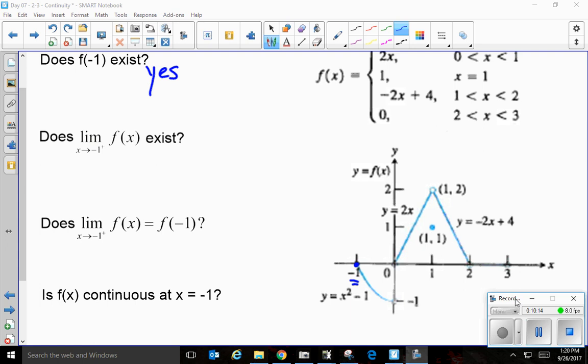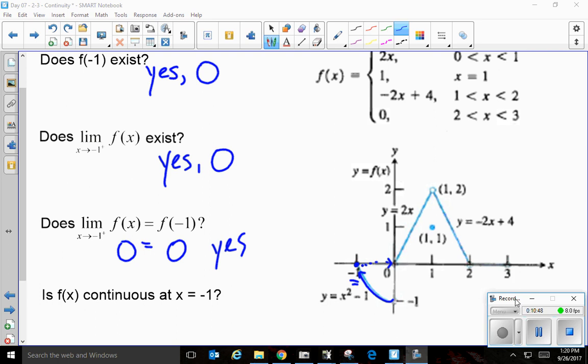Does the limit, as we approach negative 1 from the right, exist? So as I approach this way, what does it approach on the y value? It approaches zero on the y, doesn't it? Yes. It's zero. Does the limit, as we approach negative 1 from the right, which is zero, equal what the function actually is at negative 1? Yes. So is it continuous at negative 1? Yes. Bam.